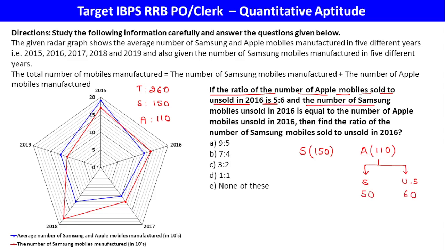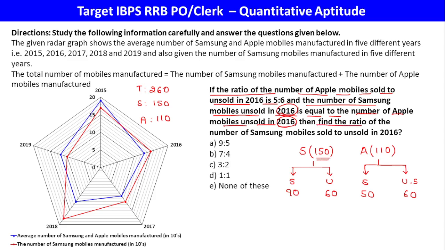Next. And the number of Samsung mobiles sold in 2016 is equal to number of Apple mobiles unsold, right? Indulo sold unsold gurinchi kuda malli redistribution. Sold unsold 2016 lo unsale chesina Samsung mobiles is equal to unsold in, this is 60 plus 90, total 150.